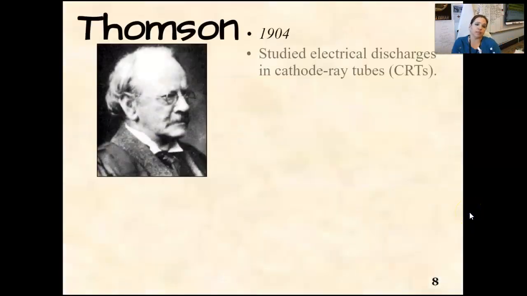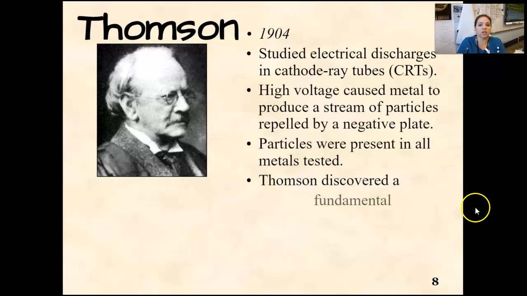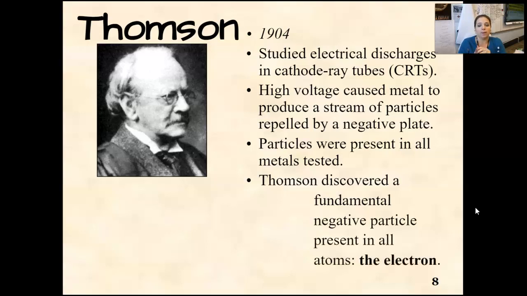Then you have Thomson. In 1904, Thomson studied the discharge in cathode rays. He found that high voltages cause metals to produce streams of particles that are repelled by negative plates. And it's kind of like a magnet. You've got positive ends and negative ends. The positive wants to match up with the negative. Negatives rebound off of negatives.